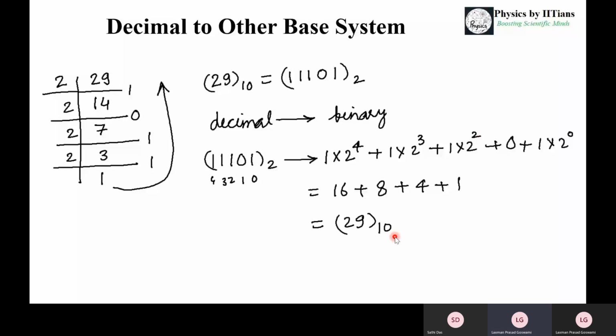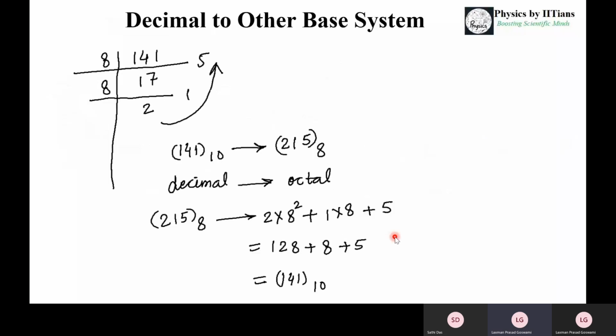A similar procedure can be used to convert a decimal number into the octal number system. If we want to convert 141 into octal, we will just divide 141 by 8 and take the remainder. So dividing 141 by 8, we have 17 and remainder 5. Again, we divide 17 by 8, and we have 2 and remainder 1. So going from bottom to top, we have 215 as the octal equivalent of 141. So 141 in decimal is equivalent to 215 in octal.